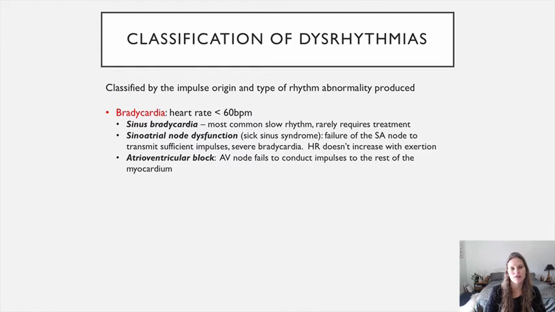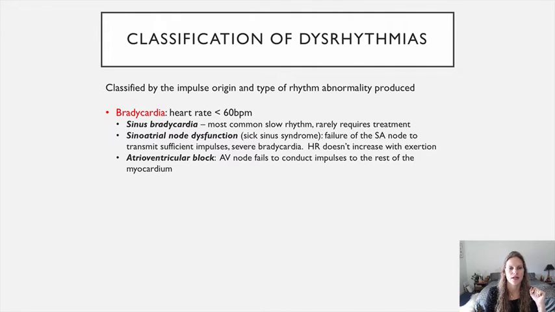The other thing that's characteristic of sinoatrial node dysfunction or sick sinus syndrome is that the heart rate won't increase with sympathetic stimulation, with exercise. So the heart rate stays the same, right? Normally, the heart stimulates the sympathetic nervous system, and so when we exercise, we would expect our heart rate to go up. But with sinoatrial node dysfunction, you don't see an elevation in heart rate when somebody is exerting.